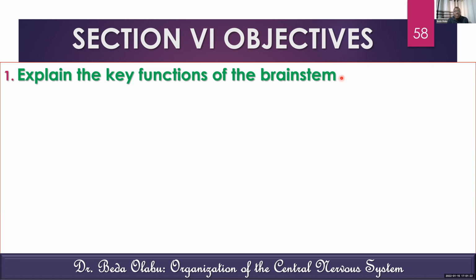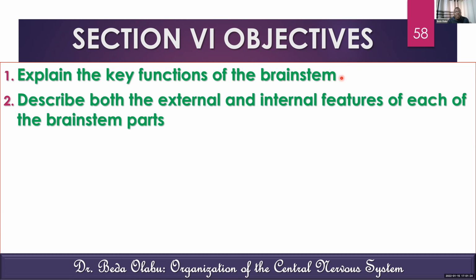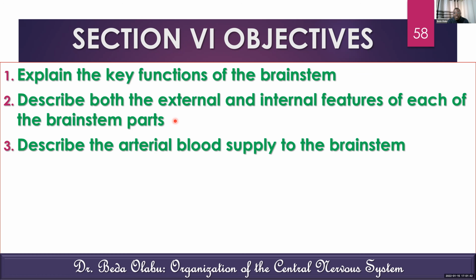We looked at the functions of the brainstem. Then we dealt in depth with the external and internal morphology of each part of the brainstem, looking at the midbrain, pons, and medulla oblongata. Then we looked at the arterial blood supply to the brainstem. Those are the three that we covered in the first part of the lecture.